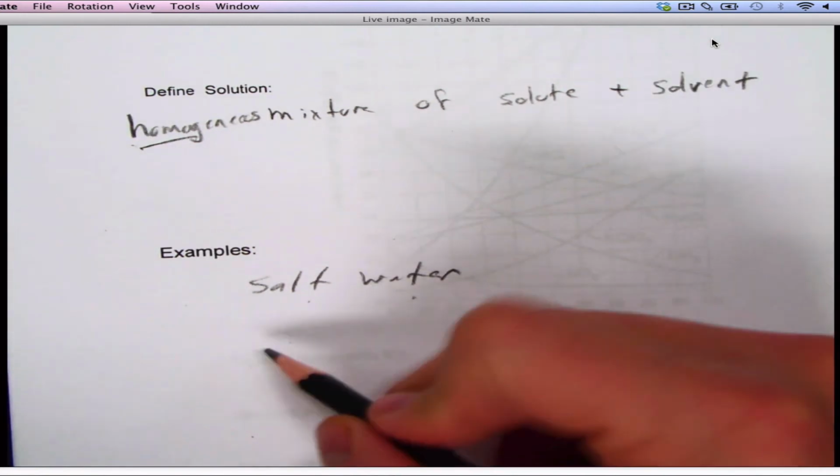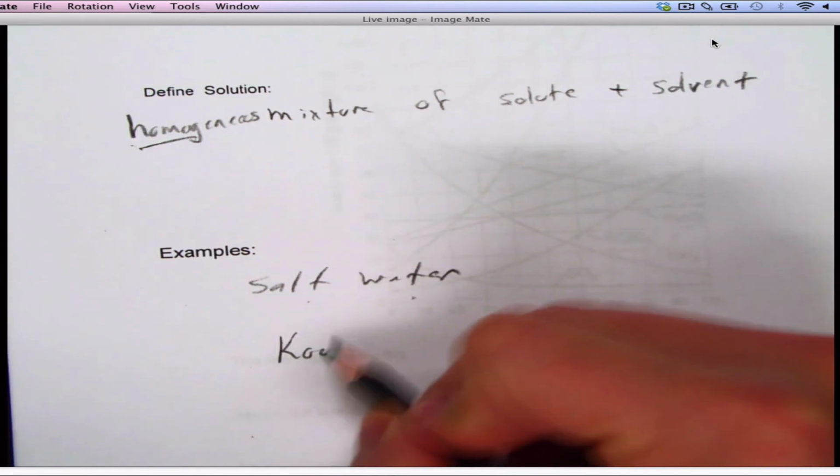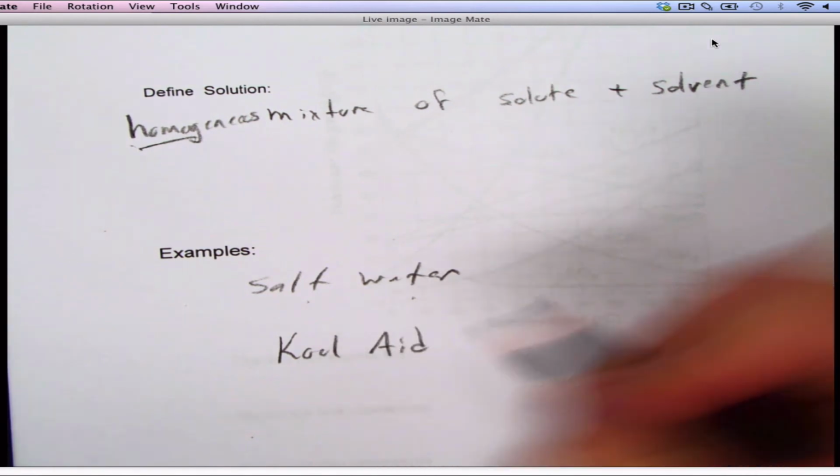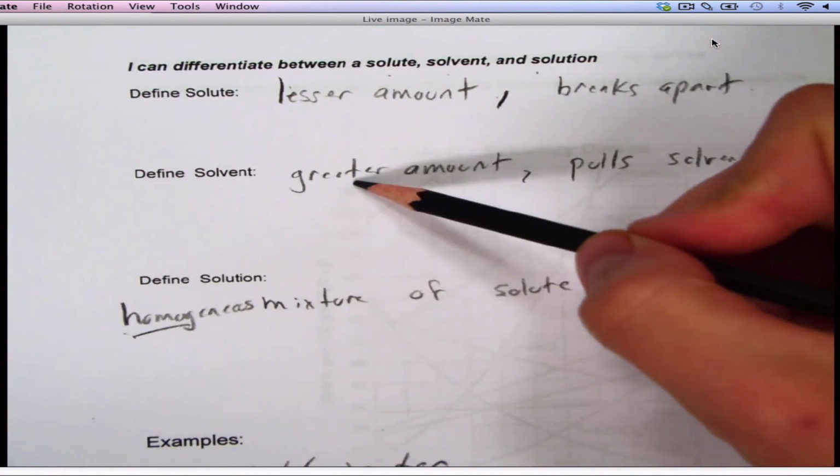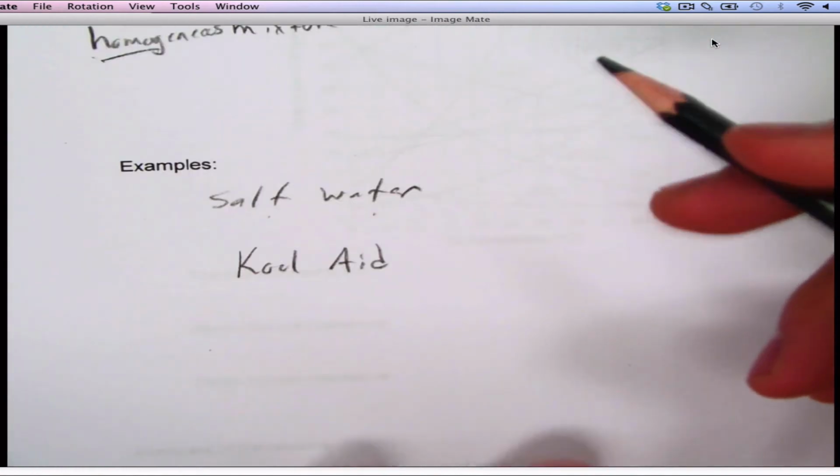Another thing would be Kool-Aid, okay? Trademark. The sugar and the dye would be the solute. The solvent would obviously be the water. All right, and there's some other mixtures we can go into.